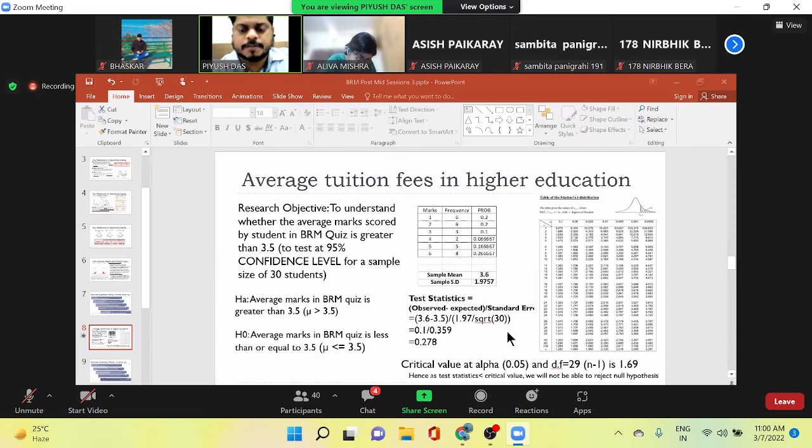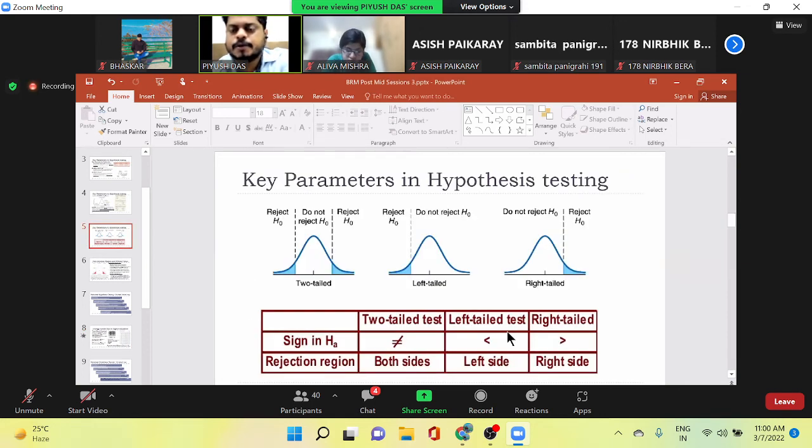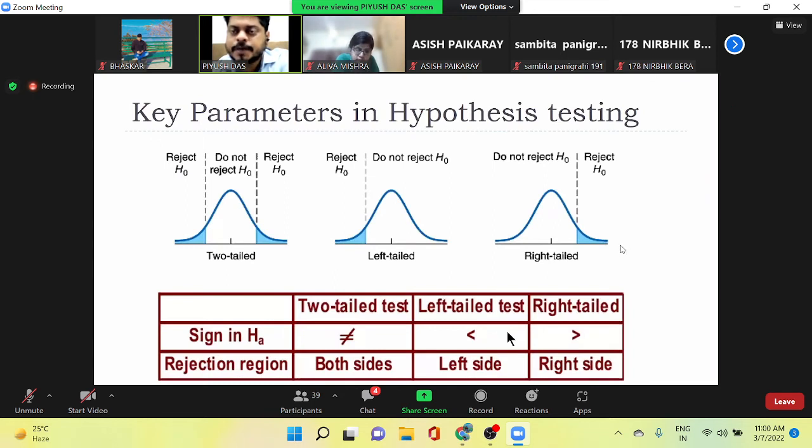2.1. Other parameters remaining the same, 0.359. I would have got a result of 5.849, right? So in that case, what would have happened? I found a critical value of 1.7, but the test statistic I'm getting is 5.84. That means the test statistic lies to the right side of your critical value. Then you can reject the null hypothesis.